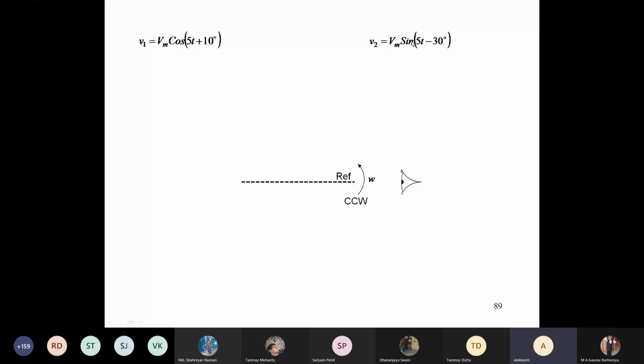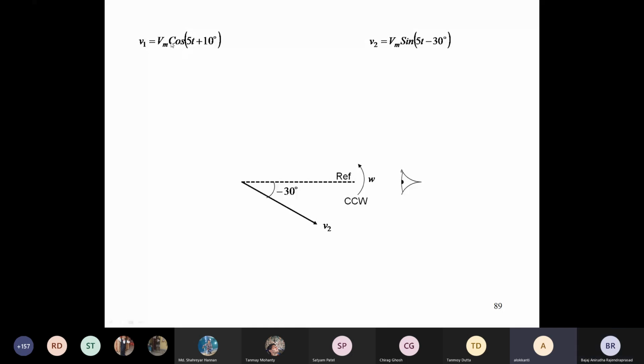So suppose I assume sine. So V1 equals Vm cos(5t + 10), which is Vm sin(5t + 100), and V2 equals Vm sin(5t - 30). So let us assume sine, and first do V2. V2 is basically here. That is, with respect to the reference, it is at minus 30 degrees.